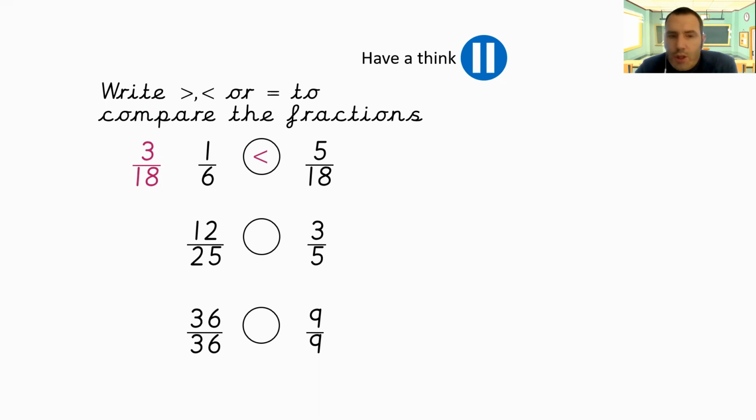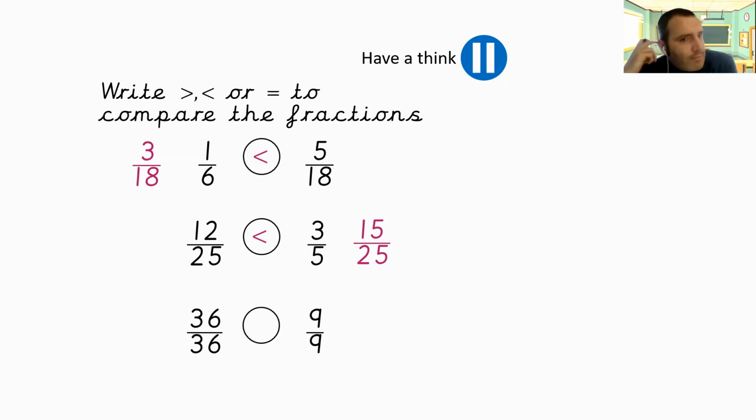Looking at question 2, 3/5, we make it into 25ths. We have to multiply it by 5. And remembering again, what we do to the denominator, we must do to the numerator. The equivalent fraction of 3/5 is 15/25. So 12/25 is less than 3/5 or 15/25.